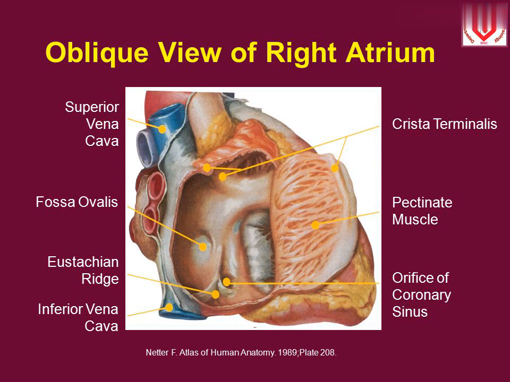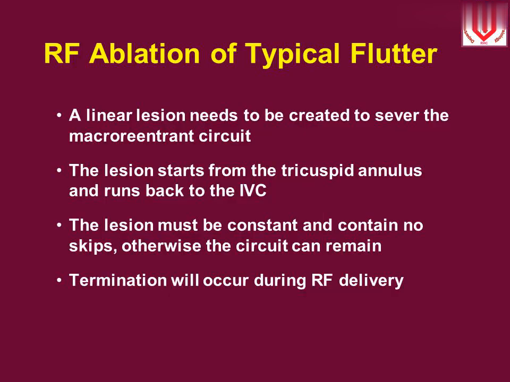Superior vena cava. Crista terminalis. Fossa ovalis. Pectinate muscle. A review of landmarks is helpful before discussing ablation techniques. Eustachian ridge. Orifice of coronary sinus. Inferior vena cava. Netter F. Atlas of Human Anatomy, 1989, Plate 208. RF ablation of typical flutter.